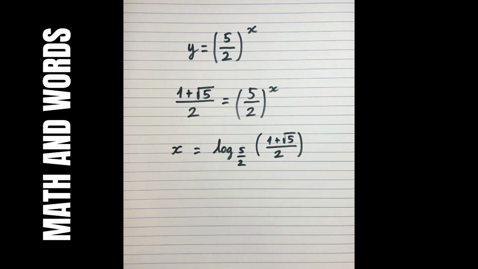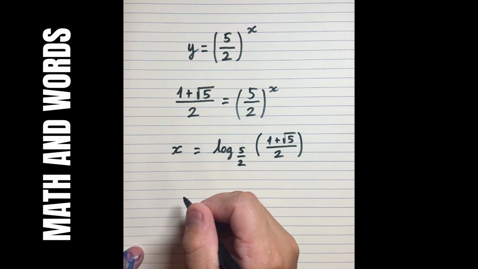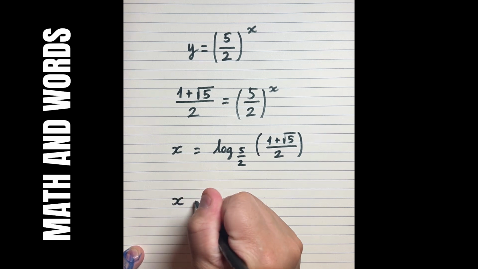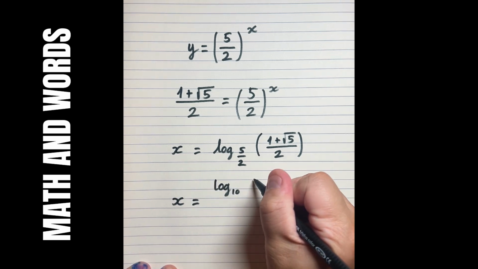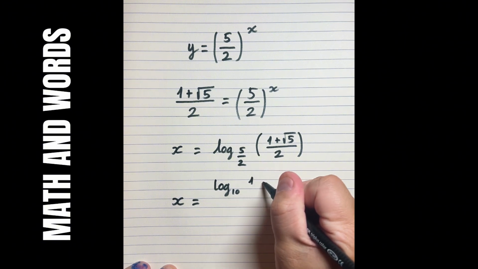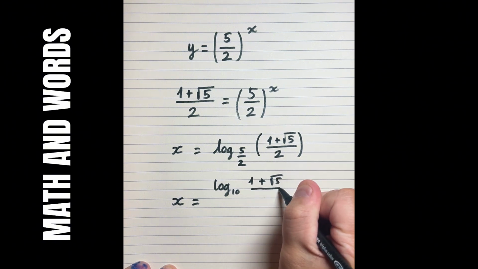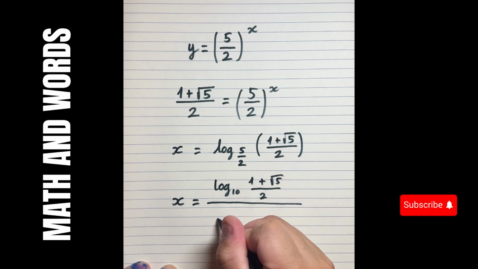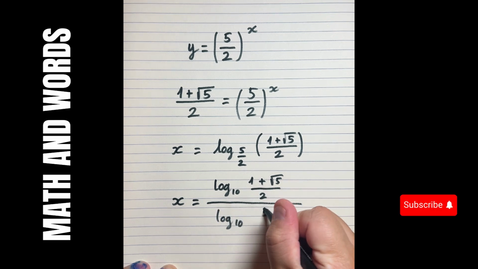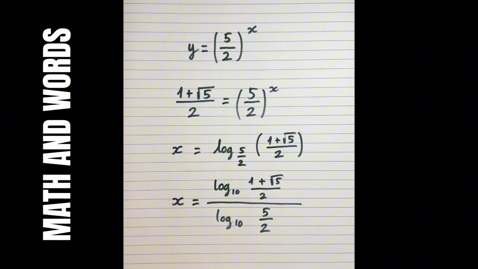If you want to calculate the value of x and round it to a certain decimal, this is what you're going to do. You have x equal to log base 10 of (1 plus root 5 over 2), this whole thing divided by log base 10 of (5 over 2). And then you put the whole thing in your calculator, then you get the answer.